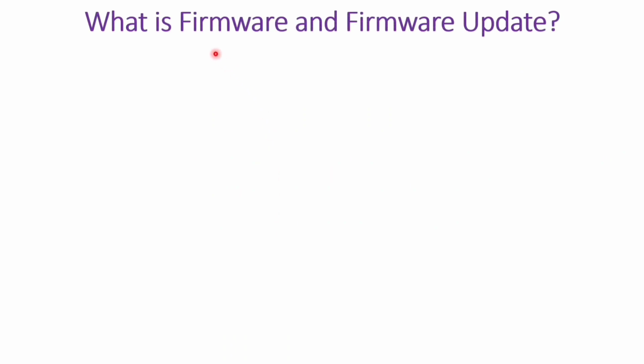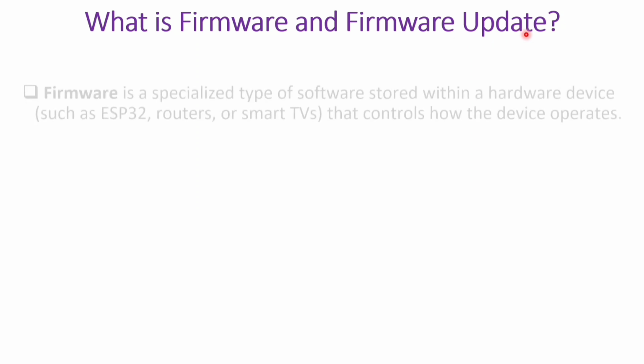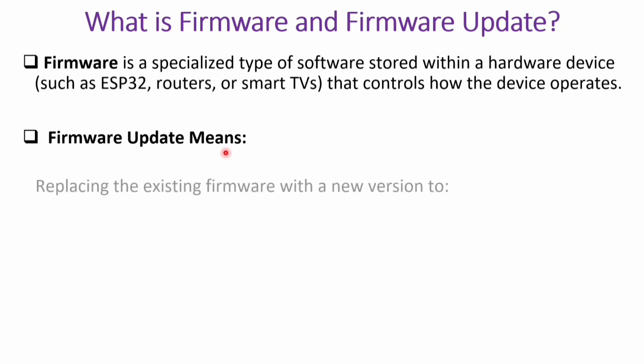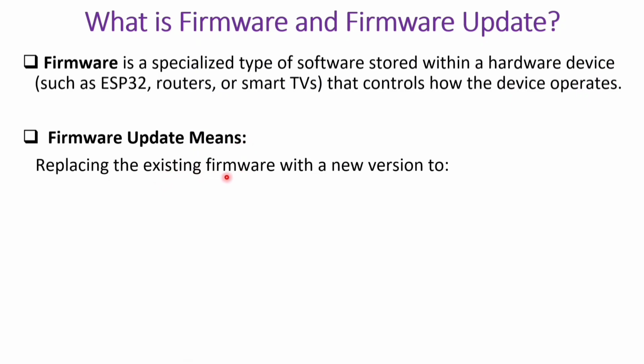Now let us discuss the basic things. What is firmware and what do you mean by firmware update? Firmware is nothing but a specialized type of software, or we can call it a piece of code, that is stored within hardware devices, for example ESP32 or Raspberry Pi or any other controller, router, smart TV, or even your mobile phone, that controls how the device should operate. First of all, let us discuss what we mean by firmware update. A firmware update is nothing but replacing the existing or old firmware with a new version.